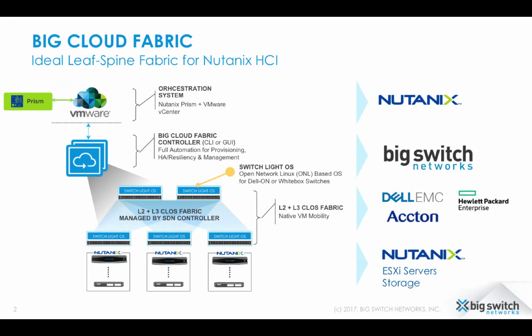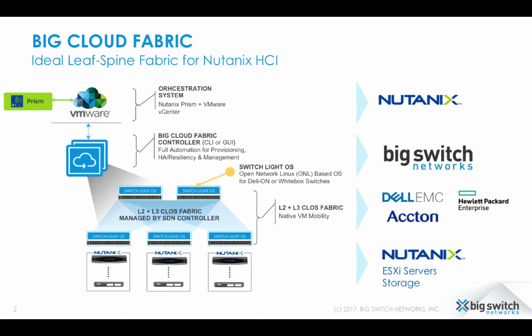The setup includes a Nutanix cluster of three nodes managed by Nutanix Prism. Each of those nodes is connected to a pair of leaf switches, which in turn connect to a pair of spine switches in a Clos topology. The leaf-spine Clos fabric of open networking switches is managed by a central pair of BCF controllers.